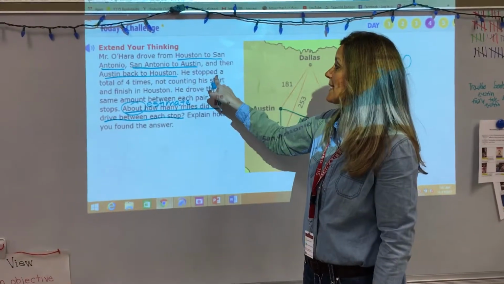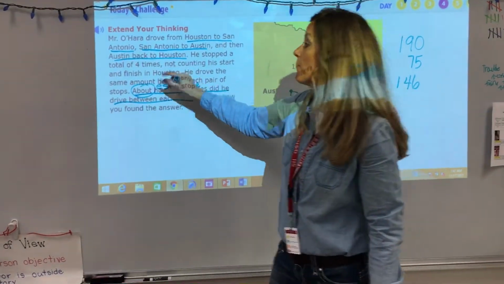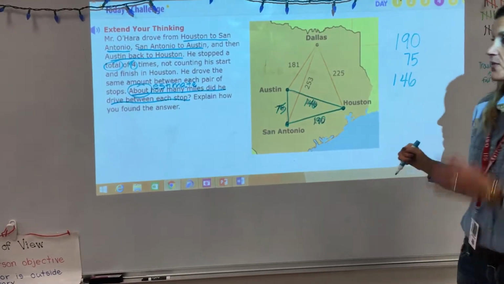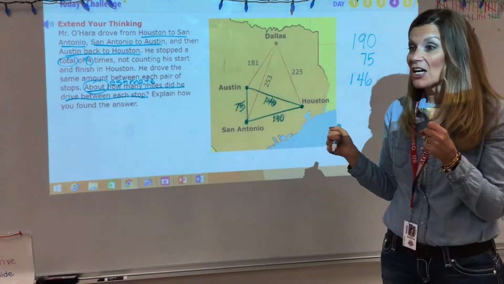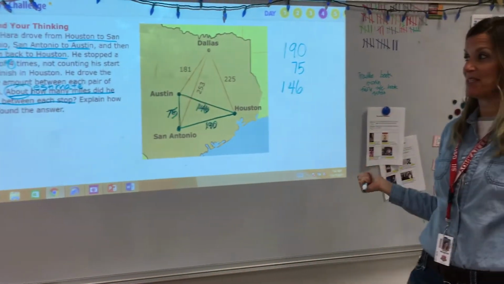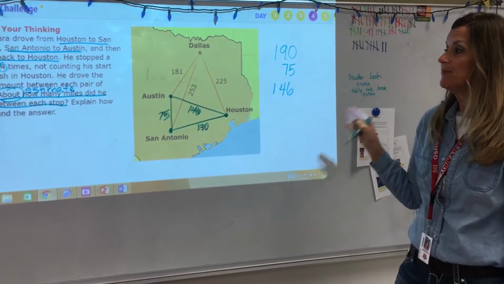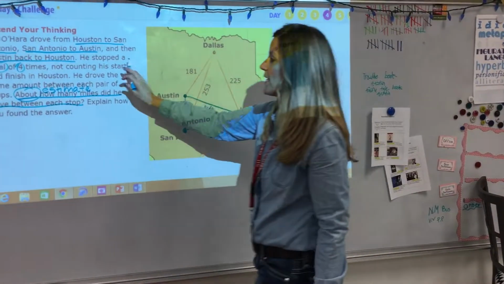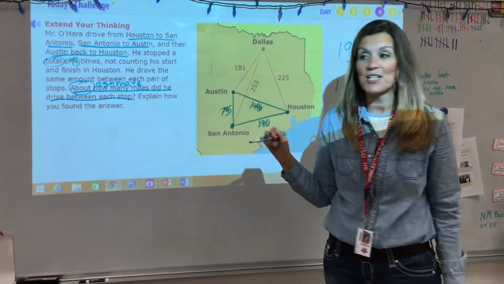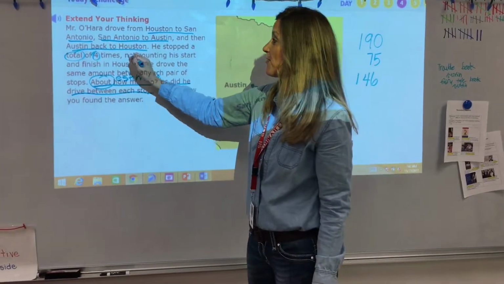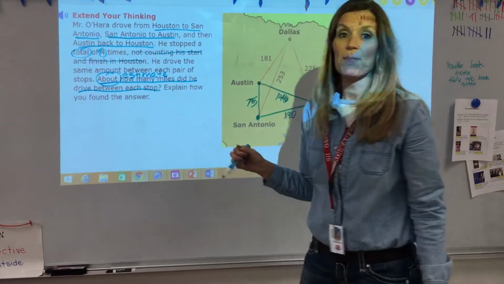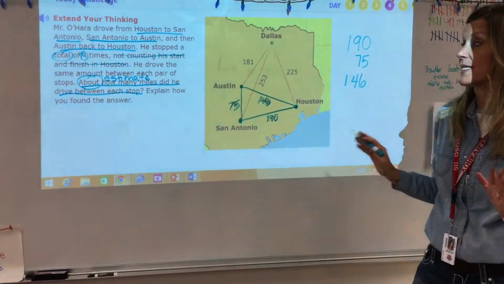Now, it's telling you he stopped a total of 4 times. Total of 4 times. So he's driving along in his car, and he had to make stops, potty stops, he had to make meal stops, whatever. And it says not counting his start and finish to Houston. Guys, don't get confused with that information. That is not useful information. We don't need it because it's telling us that he stopped 4 times. That's all we need to know, is that he stopped 4 times.